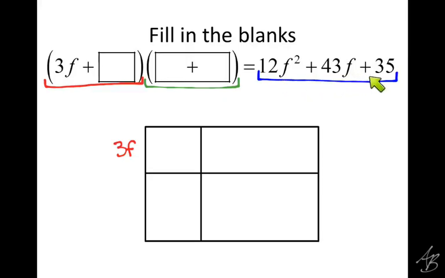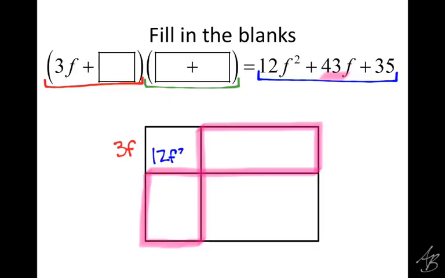For the area, which one of these terms is going to be split up between two rectangles? That 43f. And which two rectangles is it going to be split between? Top right and bottom left. All right, so it's going to be these two rectangles right here that are going to add up to 43f. The 12f squared is going to go where? Top left. And the 35 is going to go bottom right. Okay, so that's everything we know from the problem that was given to us.